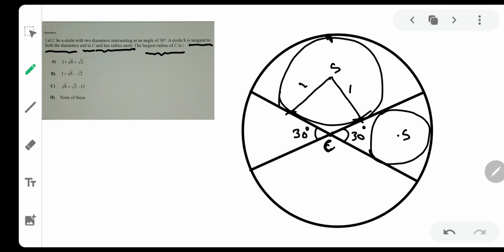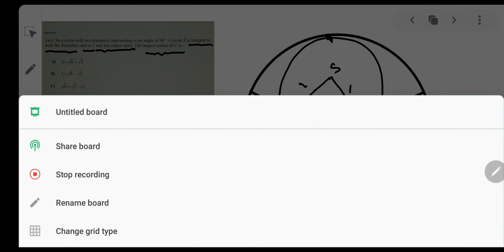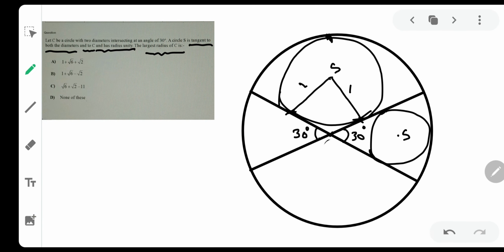And as you can see over here, this is 30 degrees each. So obviously this has to be 150 degrees, because it is a supplementary pair, it has to add up to 180. Now what I am doing is joining the two centers. Let me call this P and let me call this point Q.